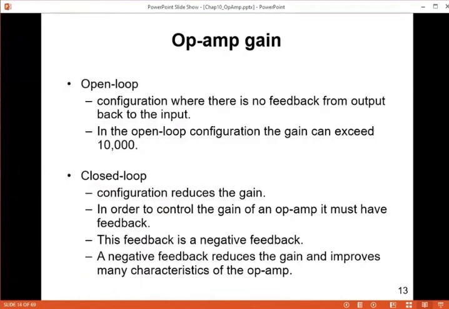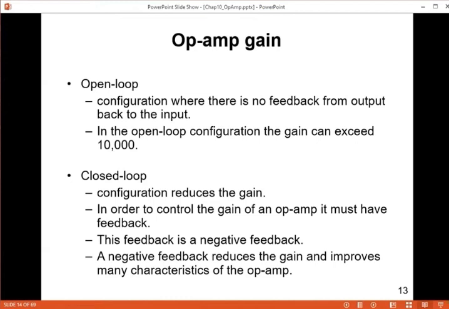Okay. For the op-amp gain, we can have two kinds of gain depending on the operation of the op-amp. We can have an open loop gain or we can have a closed loop gain. The open loop gain is the configuration where there is no feedback from the output to the input. In the open loop configuration, the gain can exceed 10,000.